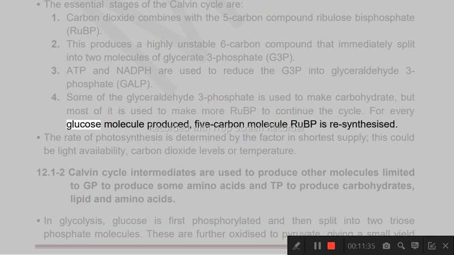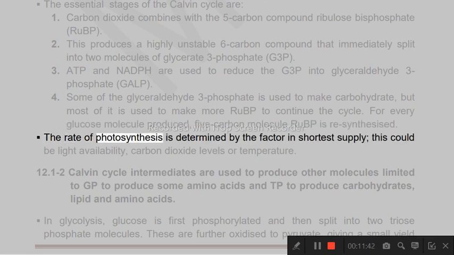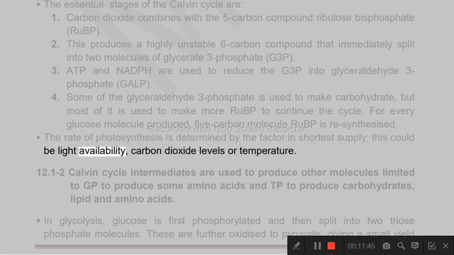For every glucose molecule produced, 5-carbon molecule RuBP is resynthesized. The rate of photosynthesis is determined by the factor in shortest supply. This could be light availability, carbon dioxide levels or temperature.